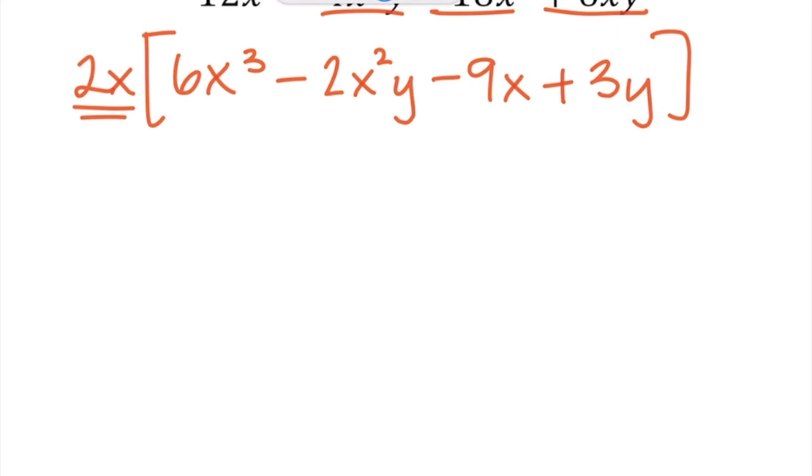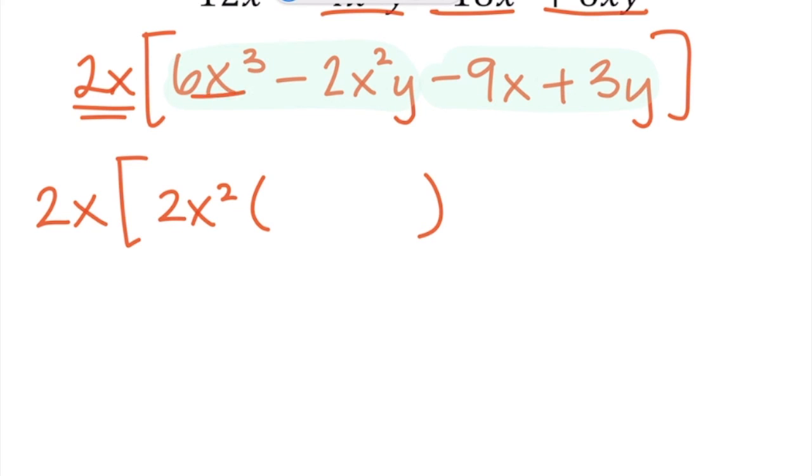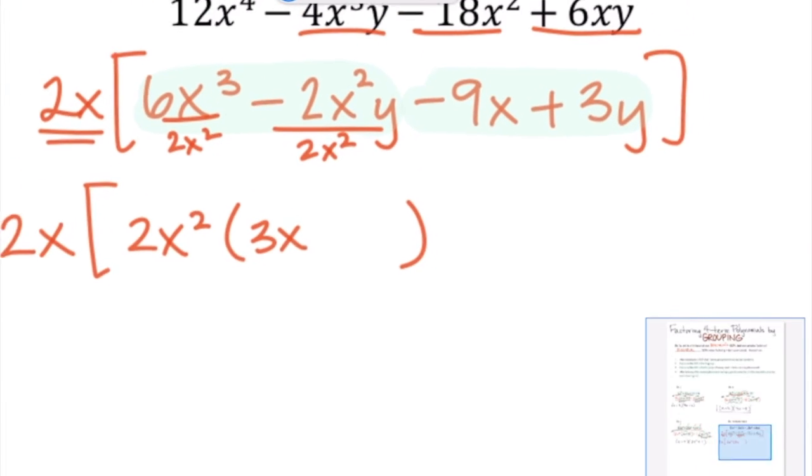So now we're still dealing with a 4-term polynomial in the brackets, so we're going to try to factor it more by grouping. So I'm going to group the first 2 terms and the last 2 terms. Don't forget to continue bringing down that 2x because it's still one of our factors. Now we're going to ask ourselves, what is our common factor with 6x cubed and 2x squared y? Hopefully you're seeing that it's a 2x squared. Then what's left? If we factor out a 2x squared from 6x cubed, we end up with a 3x. And if we factor out a 2x squared from 2x squared y, we're just left with a minus y.